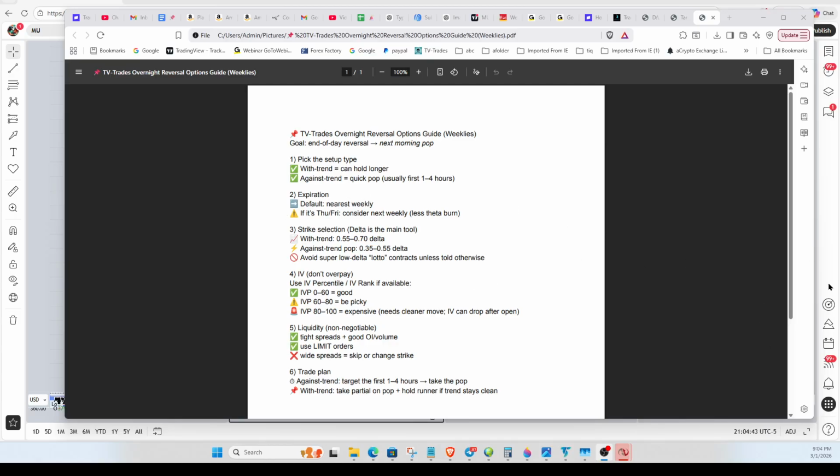Now, the expiration date. This is something that I went over last week, but I'll just go over it again right here. The nearest expiration date will be the nearest Friday, usually. But if it's a Thursday or a Friday, then you want to move to the next Friday. If it's a Thursday or Friday during the week, you don't want to be trading the option that is going to expire on Friday that week. Move to the next Friday. It's as simple as that. I'll show you in a minute.